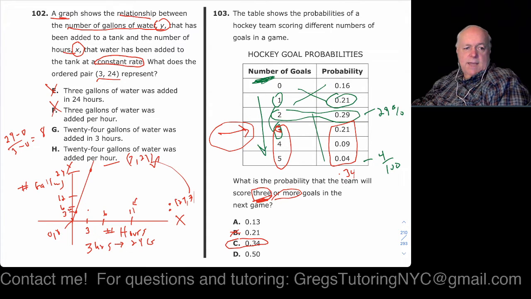24 gallons of water was added in 3 hours. That's what it's saying. In 3 hours, read the axis, 24 gallons. Booyah, we got it. Okay, and just out of process of elimination and bringing things to fruition, just in case we misunderstood a choice, we're going to use process H anyway. 24 gallons of water was added per hour.